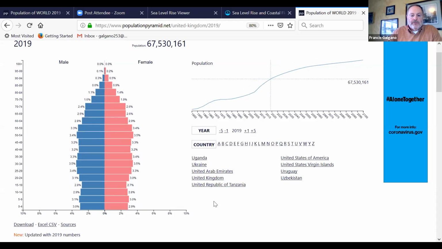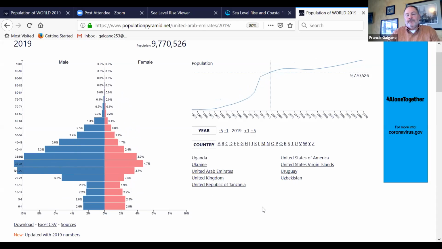And then there are a couple of interesting ones that we look at. For example, the oil states, the UAE, where we have this gigantic bulge. These are the guest workers. Essentially, the UAE has 2 million Emiratis and 7.5 million guest workers. So we talk about sustainable development, sustainable delivery of healthcare, education, and employment.